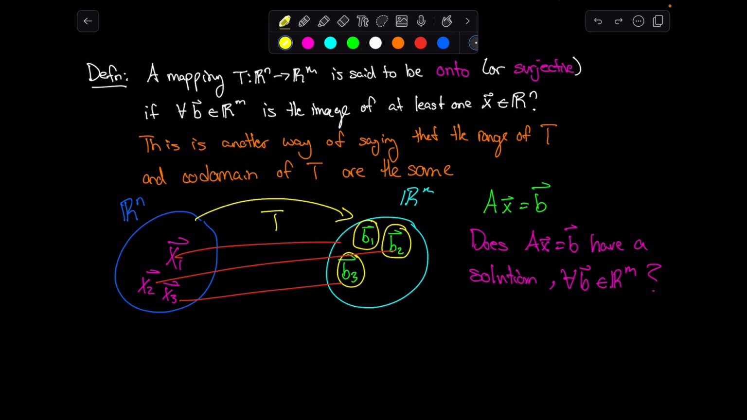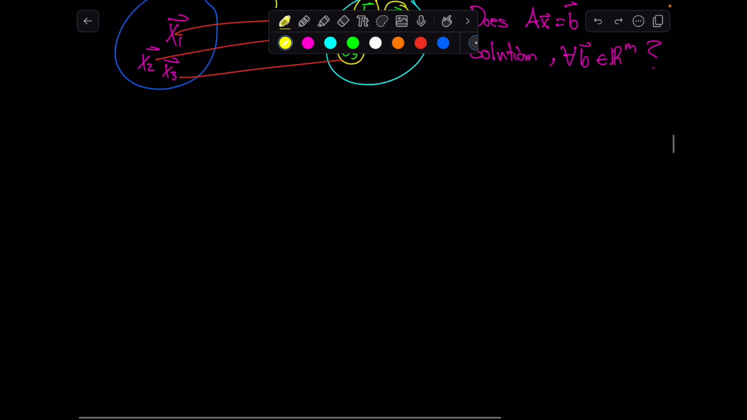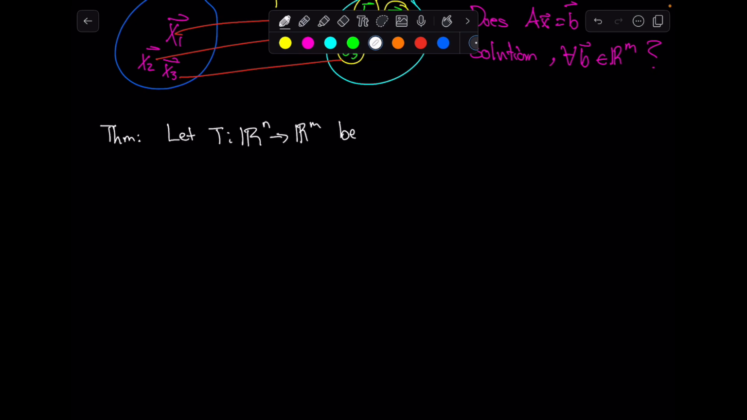Okay, so that was a lot of information. I'm going to cover a couple theorems, maybe do one example, and we will call it a week. So here we go. A theorem. Let T go from Rn and map to Rm, and we want this to be a linear transformation.